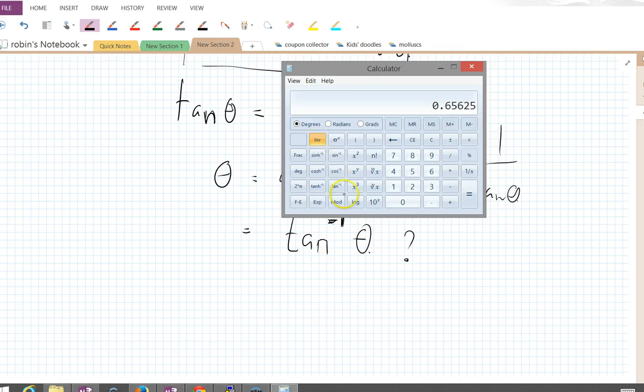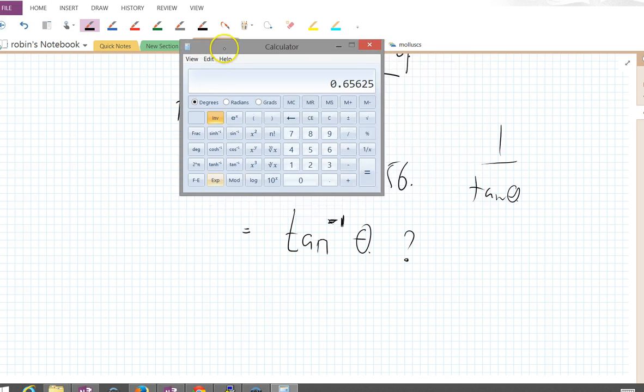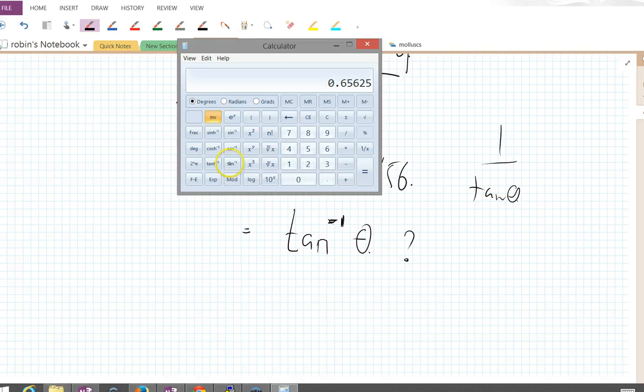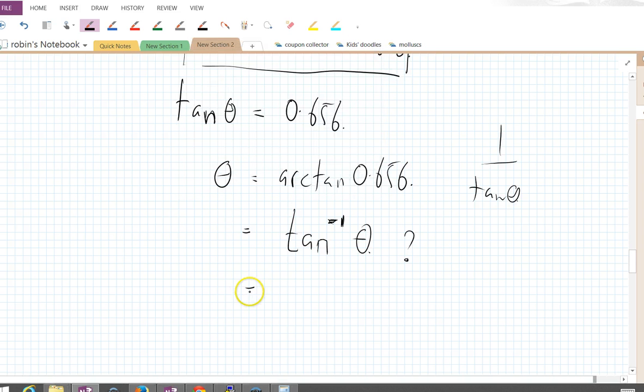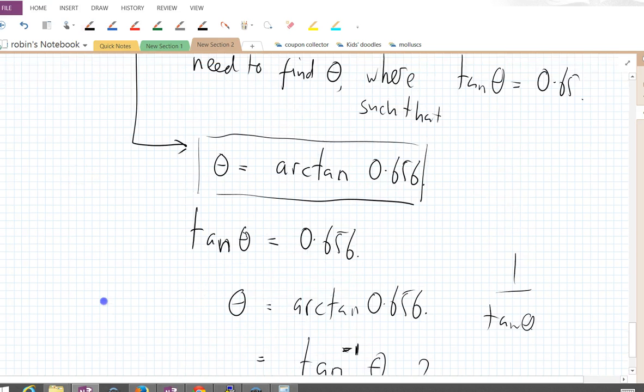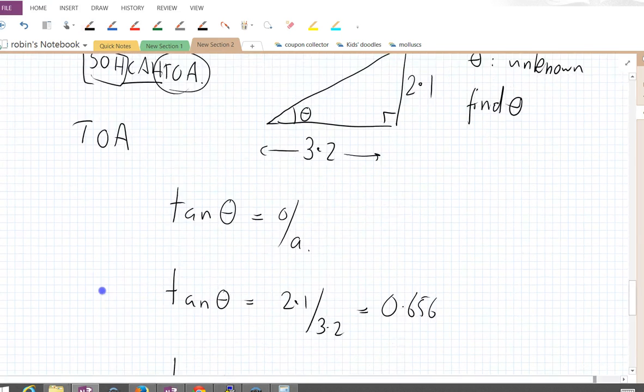Inverse, and you see how all the buttons change? So now, it's this one. Tan to the minus 1. You see, they've done it. Tan to the minus 1 is a very common notation. And there it is, 33.27 degrees. So now we've gone the other way.